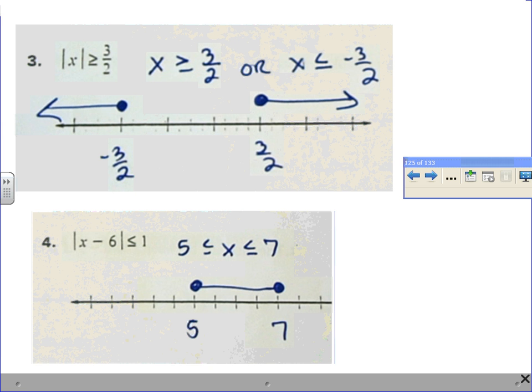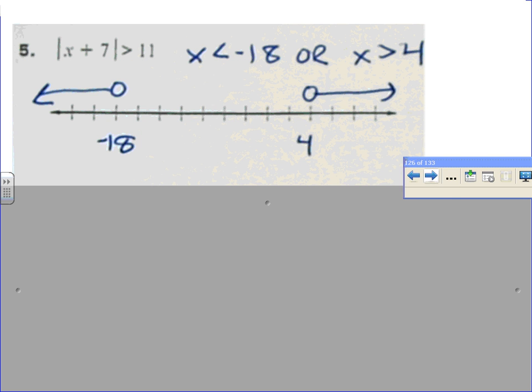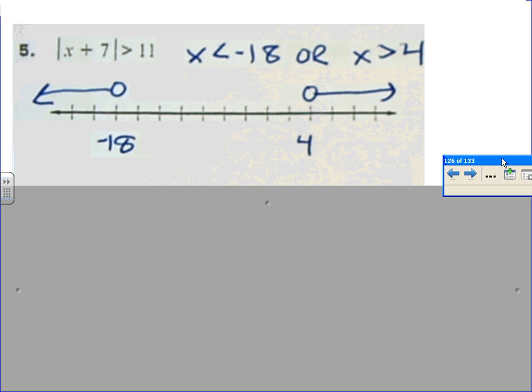Number 4, you should get x is less than or equal to 7 and x is greater than or equal to 5. Filled in circles, connect in the middle. Make sure you're checking. If you didn't get these right, you need to make sure you let me know. Number 5, x is less than -18, or x is greater than 4. Open circles, arrows going in both directions.